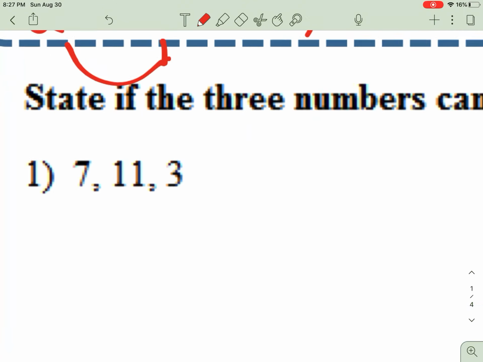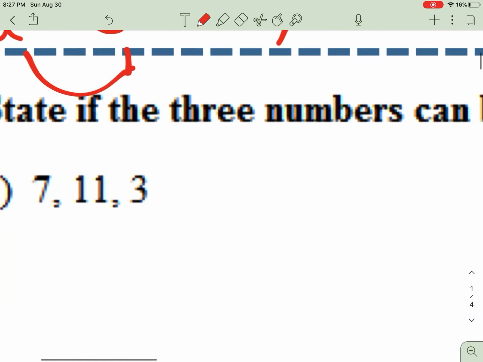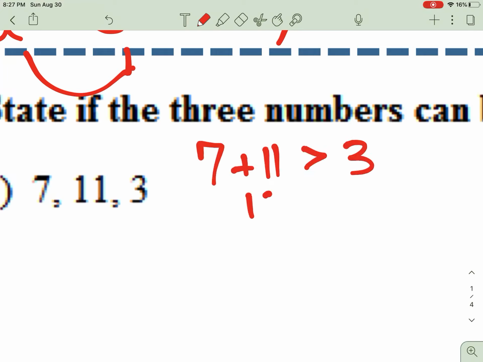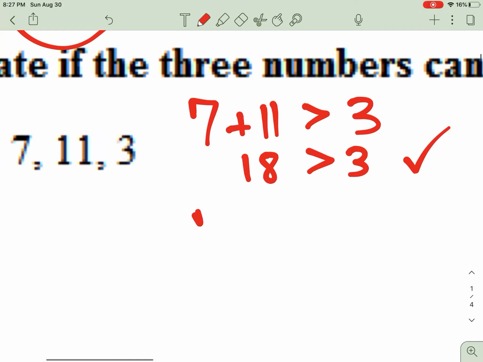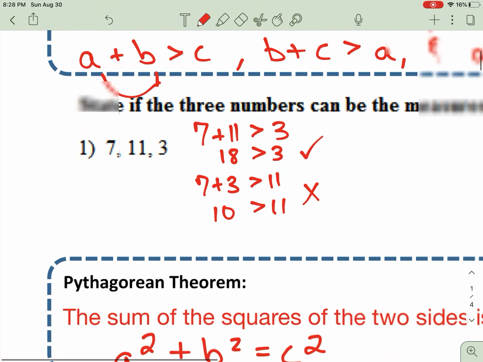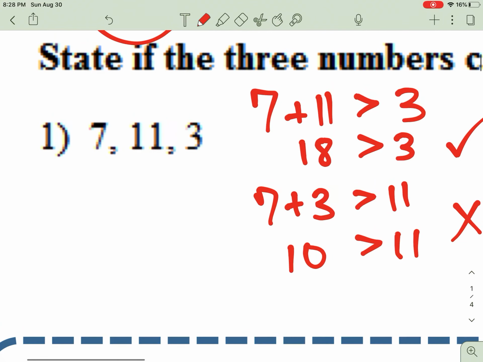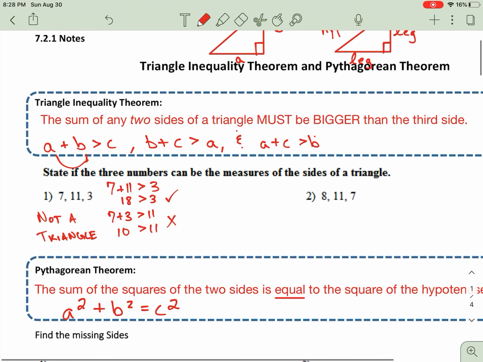So let's go through example 1: 7, 11, and 3. Let's make sure, because you have to check it all three times, that it does work. So does 7 plus 11 come out bigger than 3? Well, 18 is bigger than 3, so yes, there's 1. Okay, well, how about 7 and 3 bigger than 11? Well, that's 10, and 11 is not smaller. It is not, so therefore this cannot be a triangle. When you're checking to see if three side lengths can be a triangle, you need to check all three just to make sure.